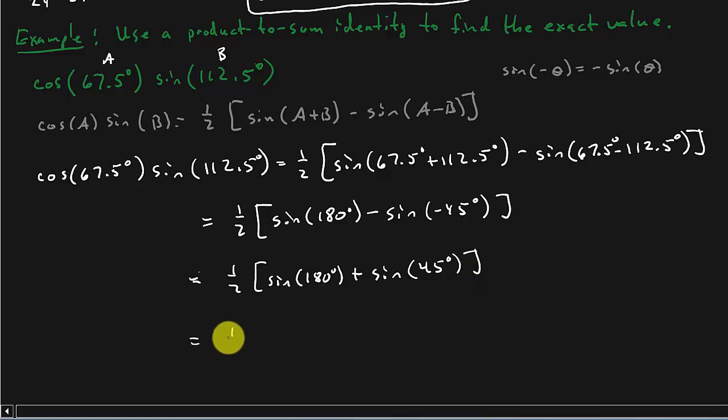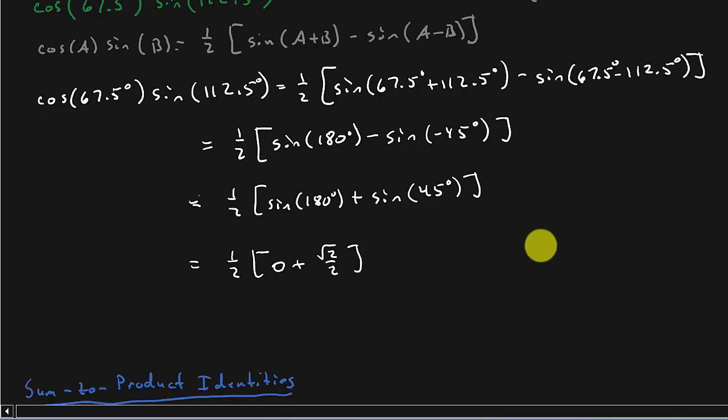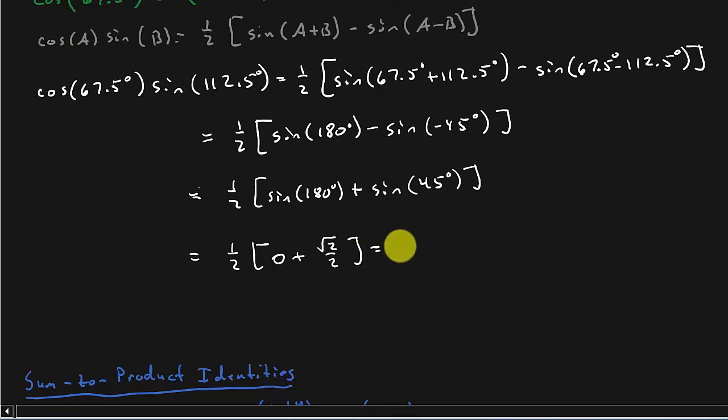And so this is equal to 1/2 times. Now, here's the big question. What's the sine of 180? Well, we all know that's 0. Plus the sine of 45 is square root of 2 over 2. Oh, but how did you get that? How did you know 0 and square root of 2 over 2? Those are the ones you've got to memorize. You've got to know those special angles. And so this is going to be 1/2 times the square root of 2 over 2, which is square root of 2 over 4. And there's your answer.